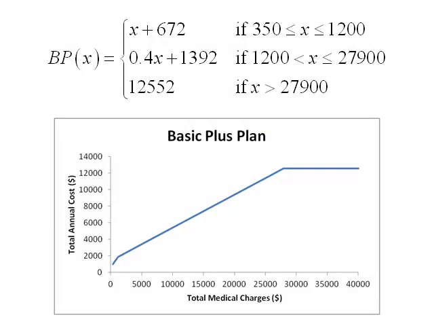The piecewise linear function corresponding to these segments reveals an interesting fact. The slope of each segment is the percentage of charges the insured party pays. Before the deductible is met, 100%, a slope equal to 1, of the charges is paid. After the deductible is met, but before the out-of-pocket max is reached, the insured party pays 40%, slope equals 0.4, of the charges. Once the out-of-pocket max is exceeded, the insured party pays 0%, slope equals 0, of the medical charges.